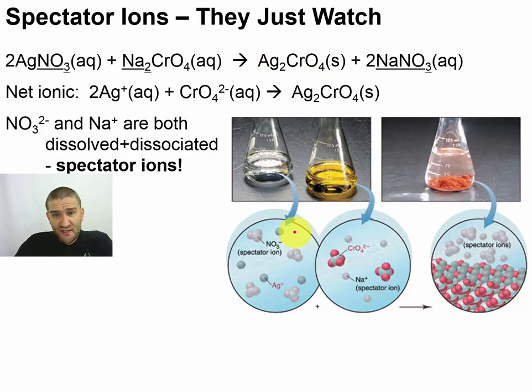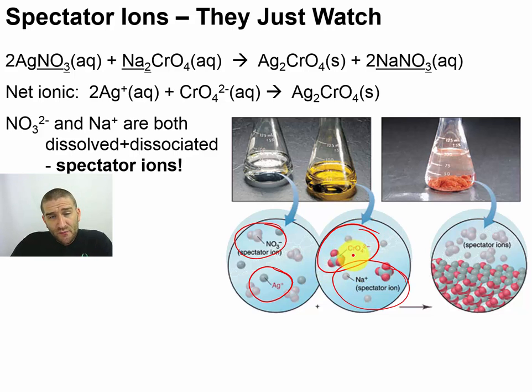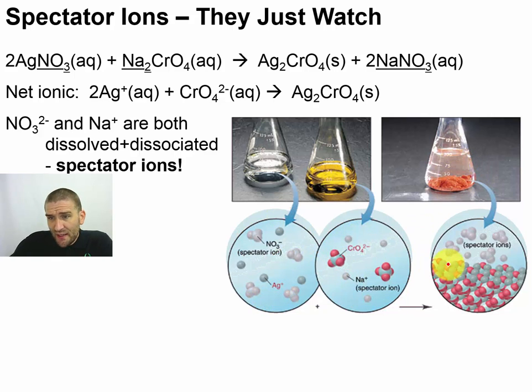Now if you come down here, you can see we've got silver nitrate, we've got sodium chromate, all of them in solution. We mix the two together, and immediately this orange powder forms. Now what's happened there is our chromate has paired up with the silver to create a formula unit, and that formula unit is going to be solid, not aqueous. So it's going to fall to the bottom as a precipitate.